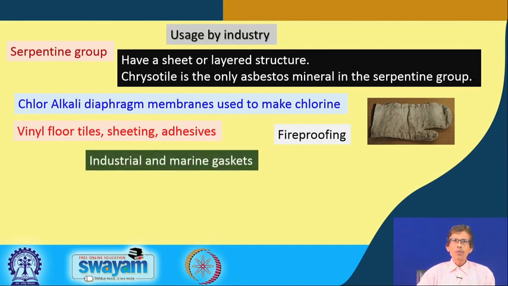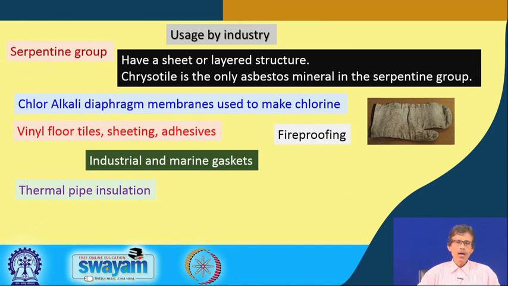Then we can use it for different types of industrial and marine gaskets. Industrial gaskets fill some joint, or you can have valves, and for valves we can have gaskets. We know that most of the time it is a rubbery material, but asbestos can also be a very good material for gaskets, because we know that asbestos threads can be used in plumbing also, and for water lines we can use this as the corresponding thread.